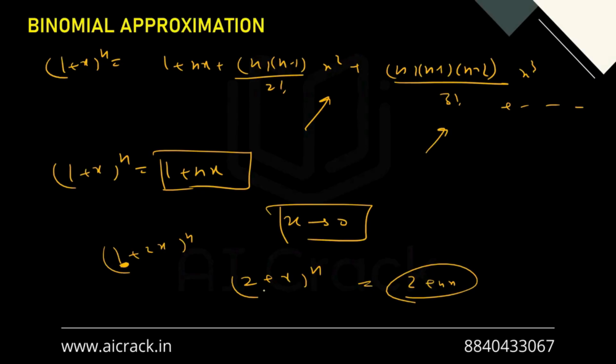In that case, we'll have to take 2^n as common out of the bracket, and then we can use (1 + x/2)^n, and then we can use the binomial approximation. So you have to remember that any term over here should be tending to 0, and over here it should be 1 only. Only in that case we can use this kind of approximation.